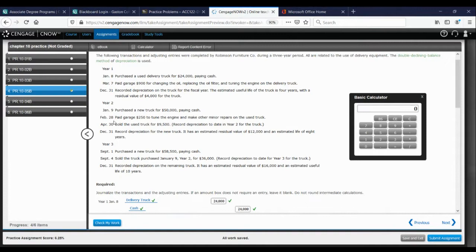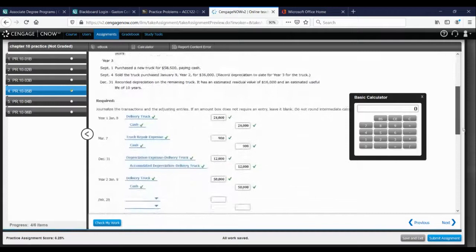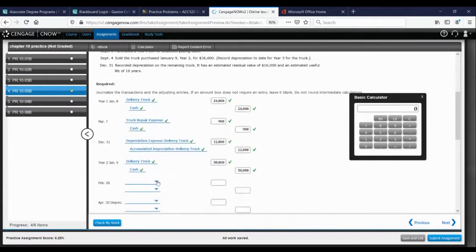On February 28th transaction of year two, we're paying the garage $250 to tune the engine and make other minor repairs on the used truck. So again, the used truck has cost us a little bit of money. It's just a little bit, so it's what we call a revenue expenditure, and we're going to record this in the truck repair expense.